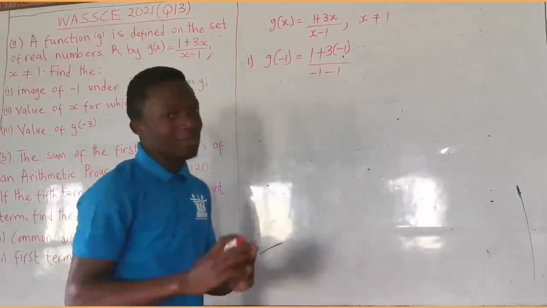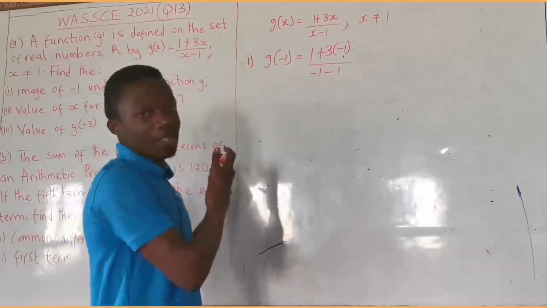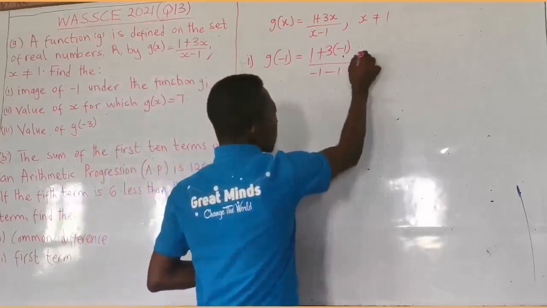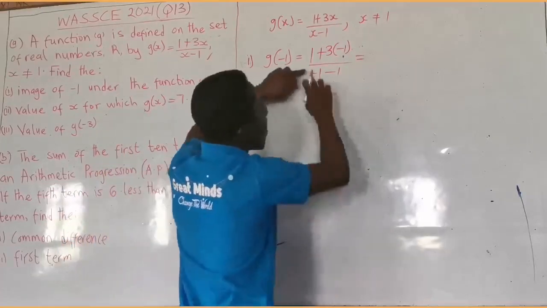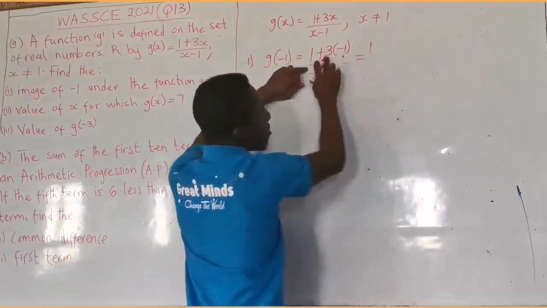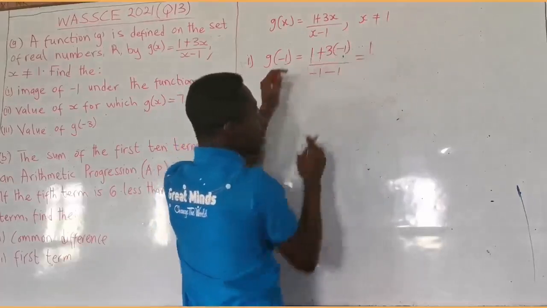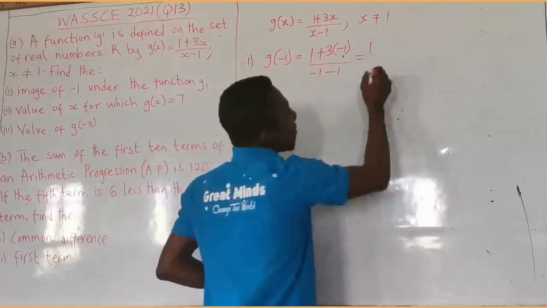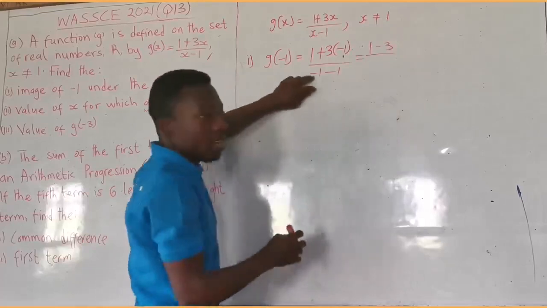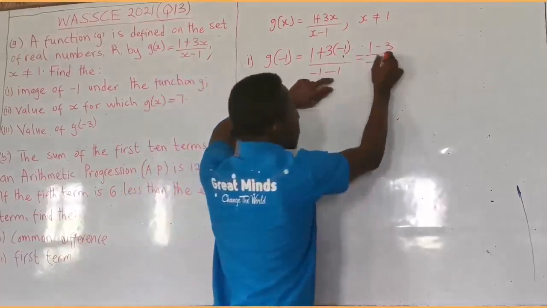You see this question was very simple. Just ended was the question 13. Very simple. After that, let's continue from here on this side. I have positive 1, then here is 3 multiplied by negative 1, which is negative 3. Then divided by negative 1 minus 1.